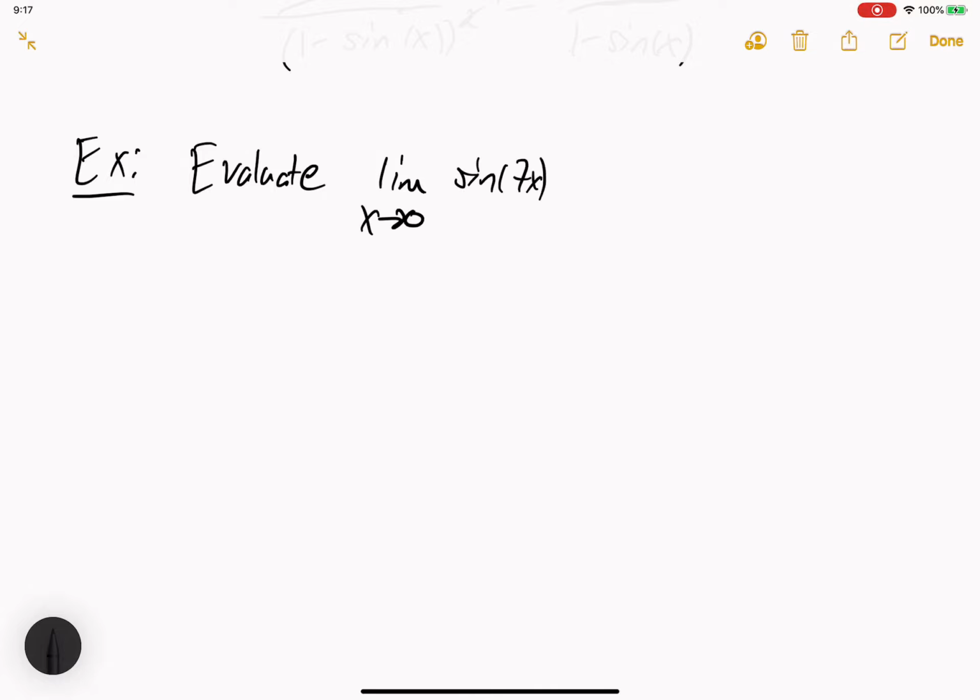So the last example we're going to cover is we're going to evaluate a limit. We're going to evaluate the limit as x goes to 0 of sine of 7x divided by 4x. And I'm going to write in red what the limit we had earlier was: the limit as theta goes to 0.